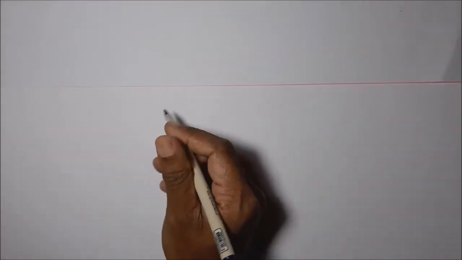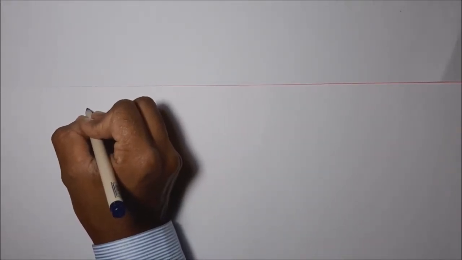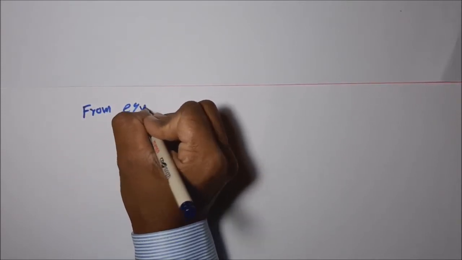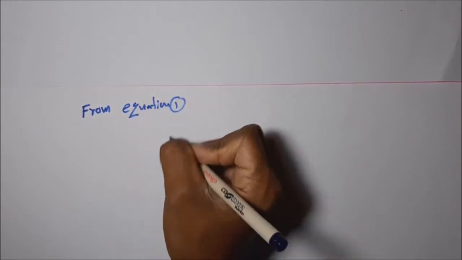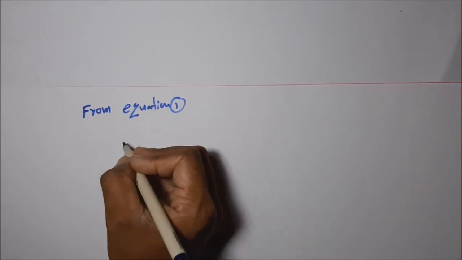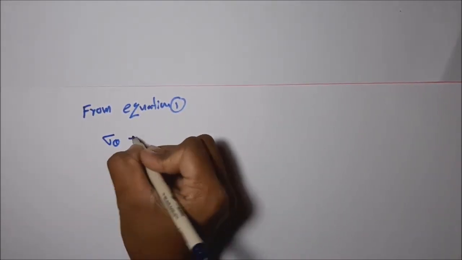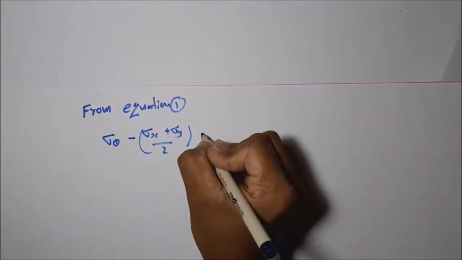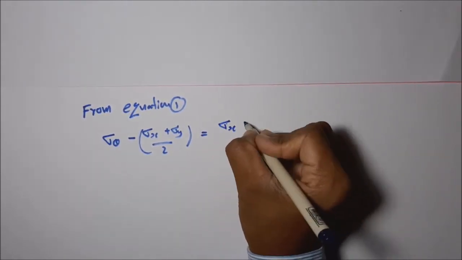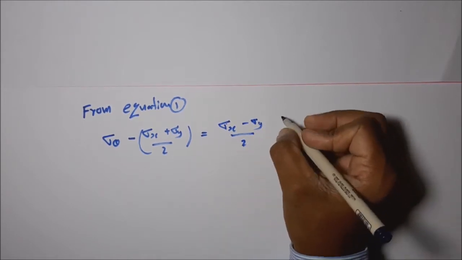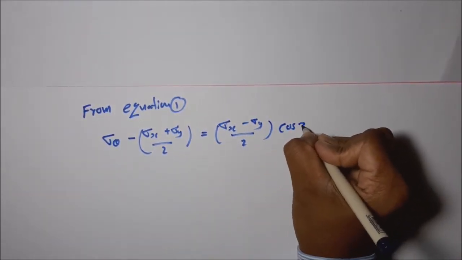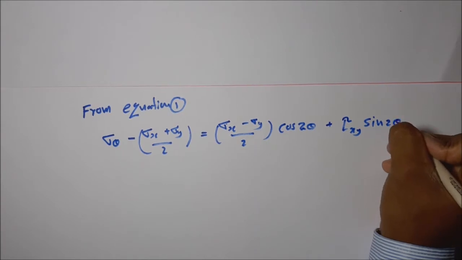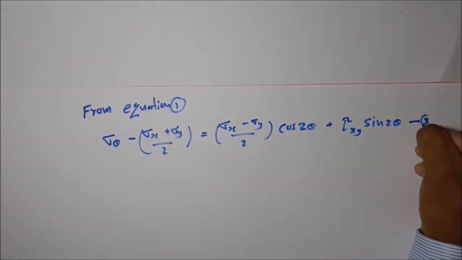In these two equations, from equation 1, I'm going to make sigma theta the subject. I'm going to take the term sigma x plus sigma y divided by 2 to the left hand side, so sigma theta minus sigma x plus sigma y divided by 2 is equal to sigma x minus sigma y divided by 2 cos 2 theta plus tau xy sin 2 theta. Let's take this equation as equation 3.